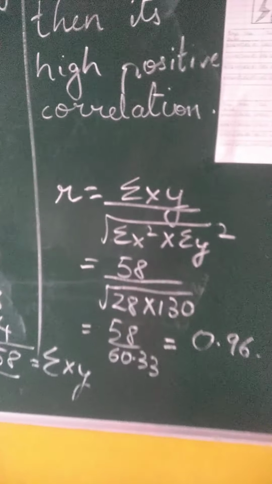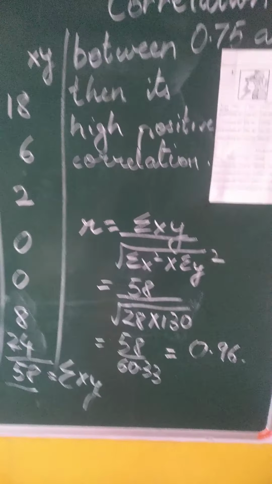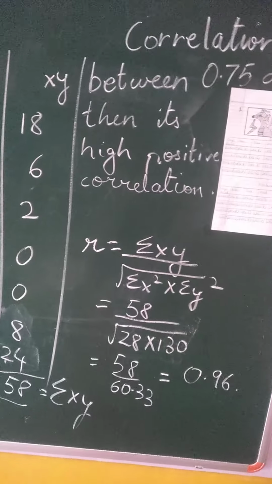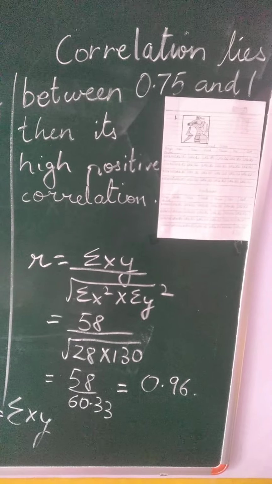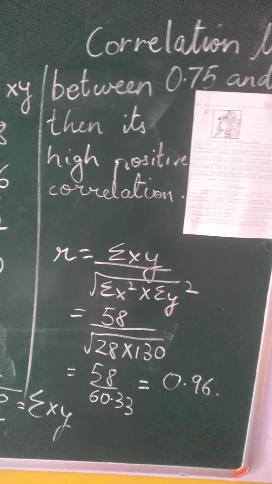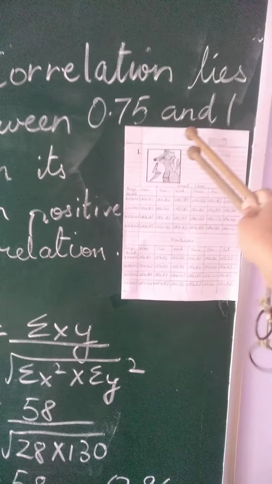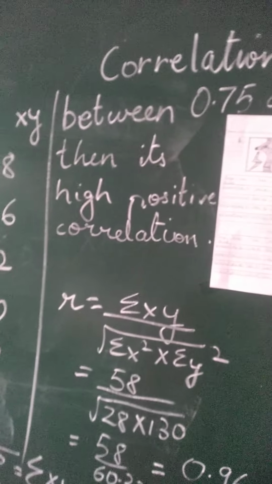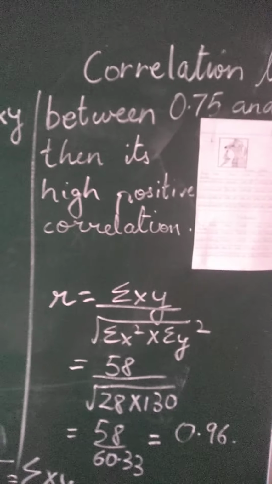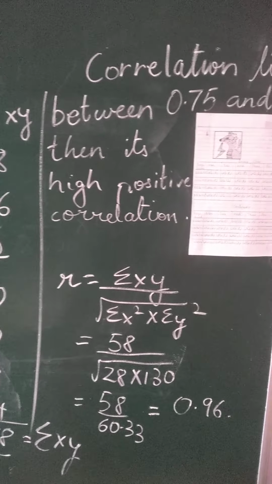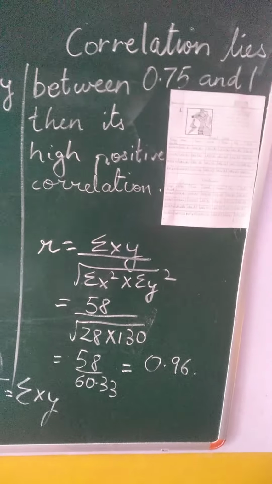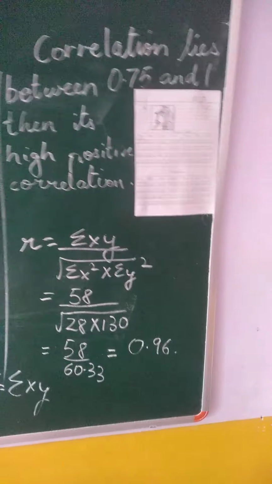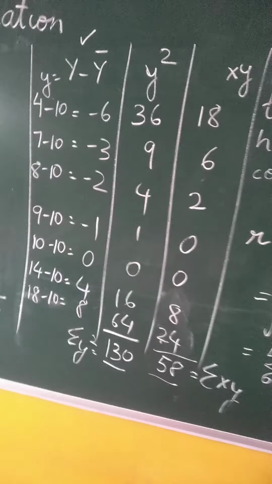In the link I sent you to understand the types of correlation, we found that if the correlation lies between 0.75 and 1, it is high. Here our correlation is 0.96, which lies between 0.75 and 1. What does it mean? It means there is a high positive correlation. Clear? That means they are changing in the same direction. So the correlation is highly positive. This is all about the direct method.